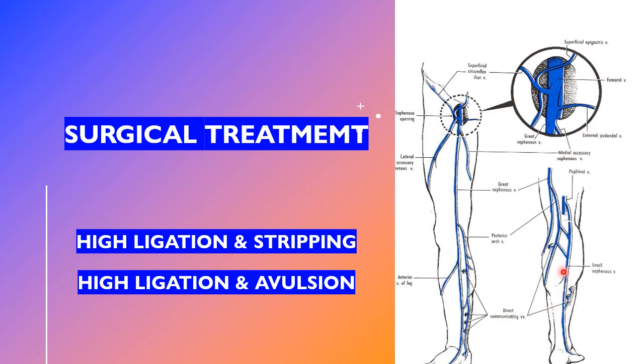Sometimes if the varicosities are very big, then you may have to individually avulse the individual varicose veins, and that is known as avulsion. So this high ligation and stripping is one of the most common open surgical methods used for the treatment of very severe varicose veins with complications.